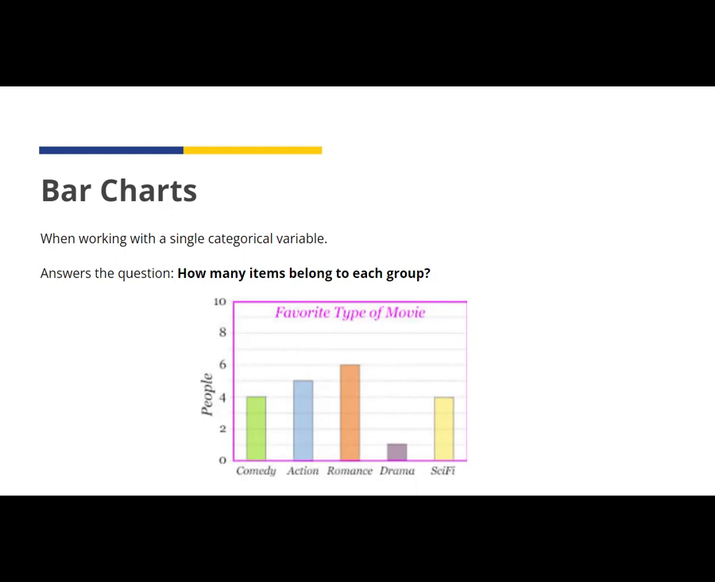Everyone's done these before. They're very familiar. And this kind of visualization would be most useful to you if you were working on a categorical variable. In this case, the type of movie that you like. And from this kind of data, you would be able to tell a quantity associated with each category.